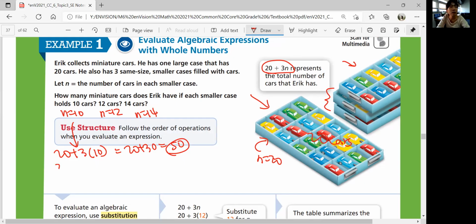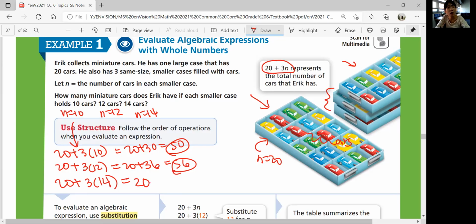What about 12 cards? 20 plus 3 times 12. So 20 plus 36 is 56, right? 56 total cards if he has 12 cards in the small box. What about 20 plus 3 times 14? If he has 14 miniature cards in each of the smaller boxes, then we have 42 plus 20, which is 62 cards total. Okay?